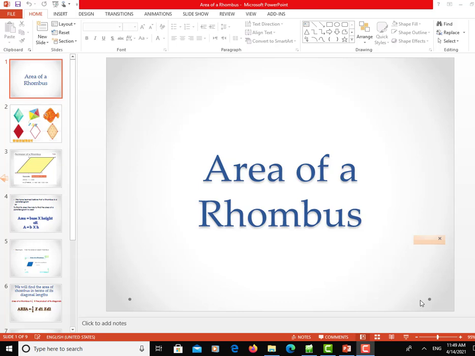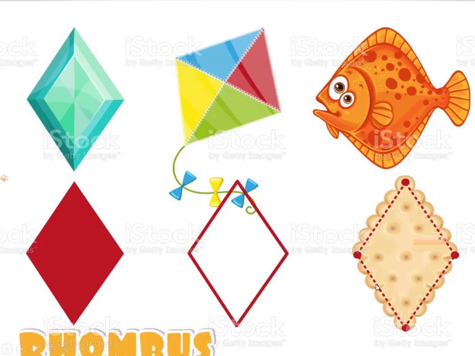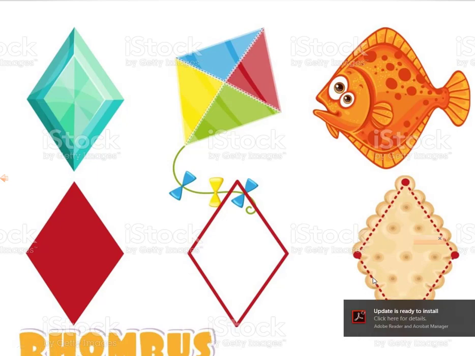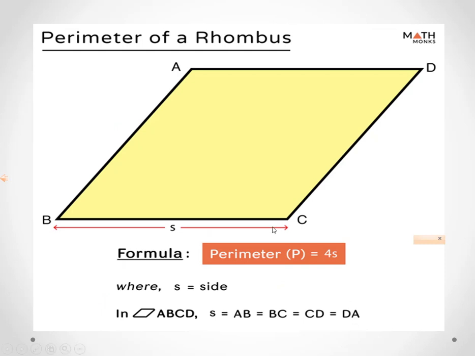My dear pupils, we'll learn today how to find the area of a rhombus. Let's first define the shape of the rhombus. As we see here in the pictures, the rhombus in our daily life looks like a kite, looks like a diamond. So we can see rhombus in many shapes of our life.